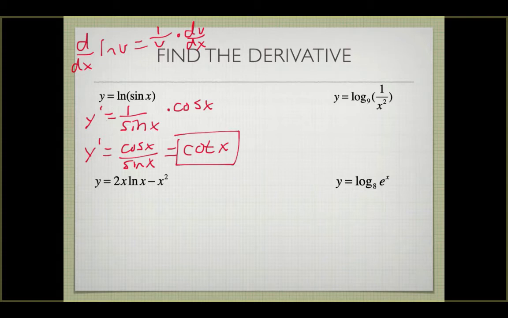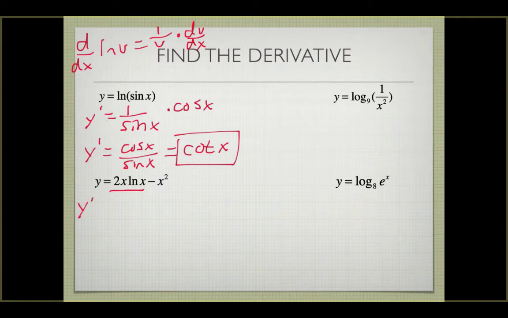Let's do the one on the bottom here on the left. We have y equals 2x ln of x minus x squared. Here we have 2x times ln of x. We have a variable on the outside of ln, and we have an x on the inside of the ln function. We have to use the product rule.